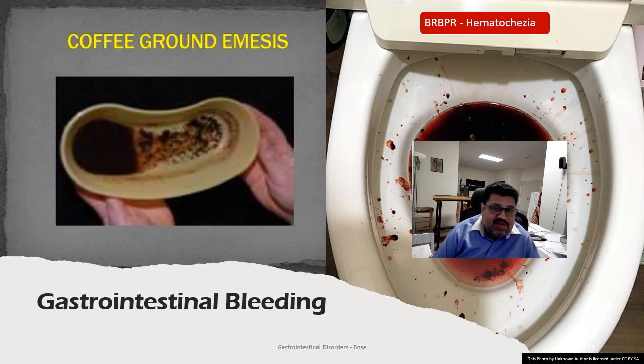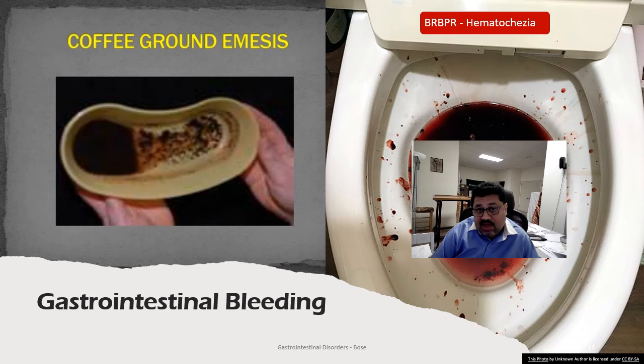Another classic feature of bleeding in the GI tract is where it manifests and how it manifests. If there is bleeding in the upper GI tract, it will lead to vomiting up of blood, and the vomiting up of blood is called hematemesis. Hematemesis is seen with the presence of a coffee ground-like appearance as shown on the left.